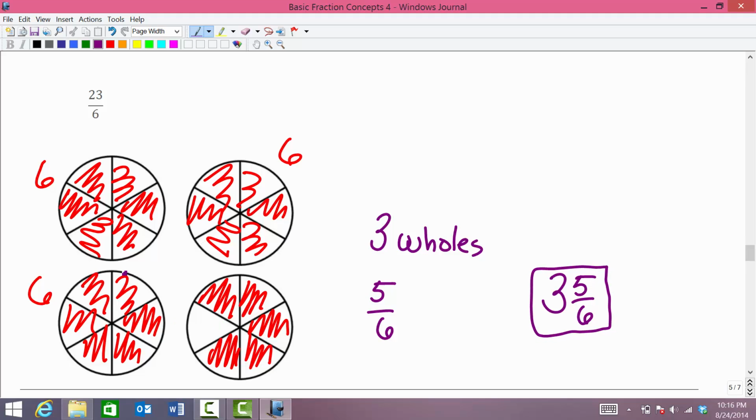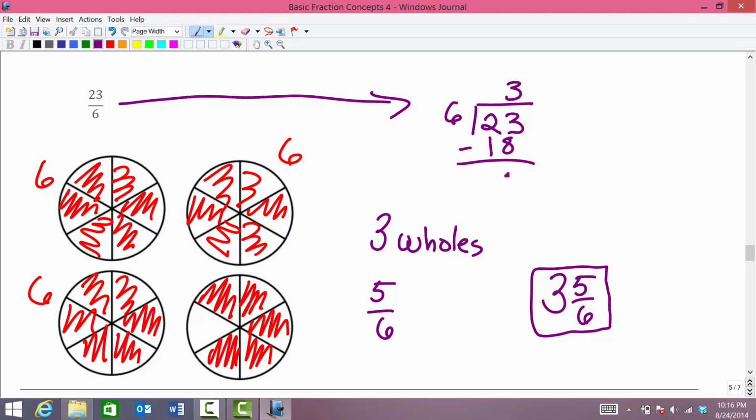What's another way that I could come up with 3 and 5/6 without actually drawing all the circles and shading the equal pieces? Well, another way that you can do this is to say 6 goes into 23 how many times? Well, it goes into there 3 whole times. 3 times 6 is 18. And what's the remainder? Well, the remainder would be 5. We would say that we have 3 whole circles and then 5 as the remaining pieces that did not completely fill another circle. So that would be 3, 5 out of 6 remain.